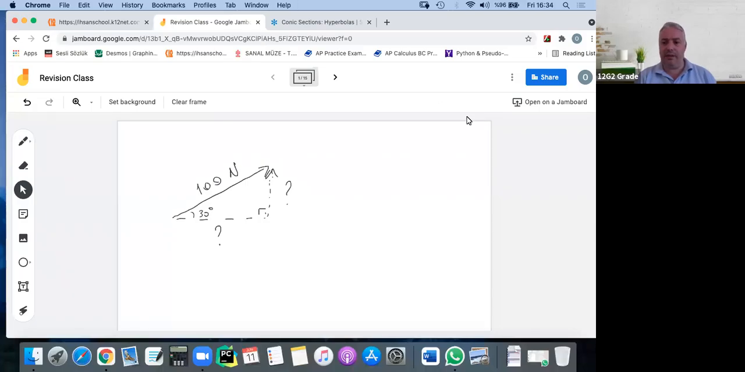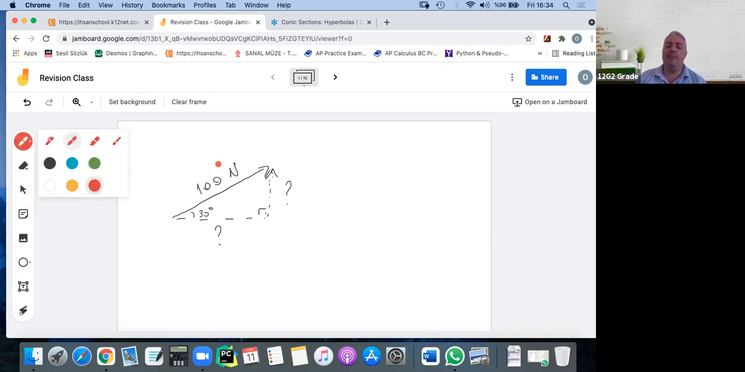I want to start. The first question is this. So there is a vector, for example, it's 100 Newton. Okay. So the question asks, find the magnitude in the horizontal direction and in the vertical direction.